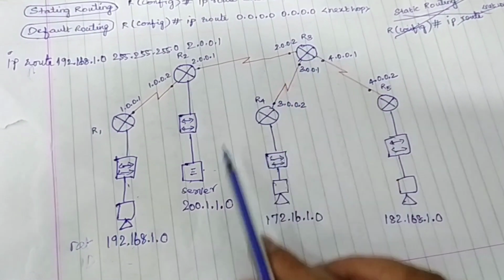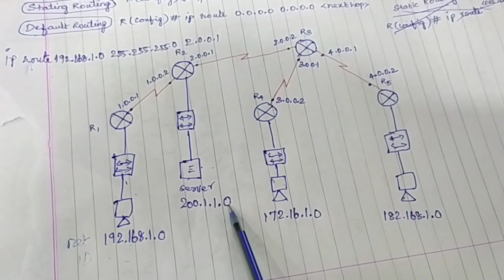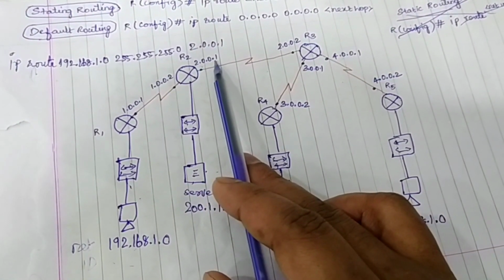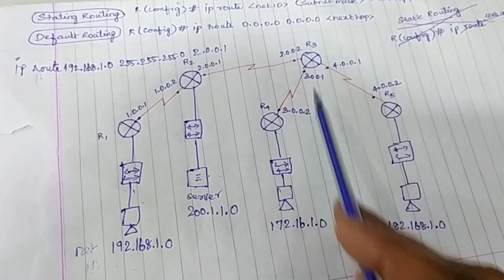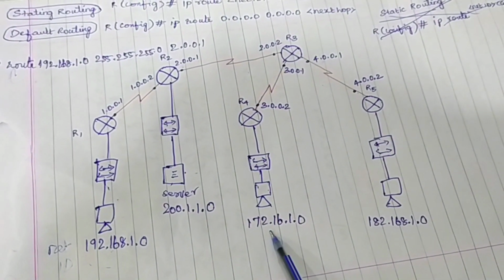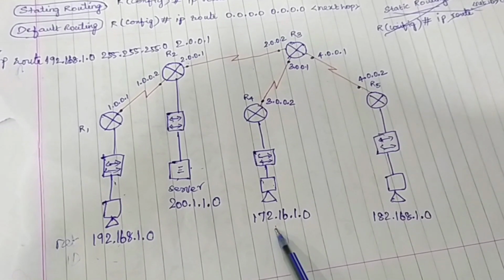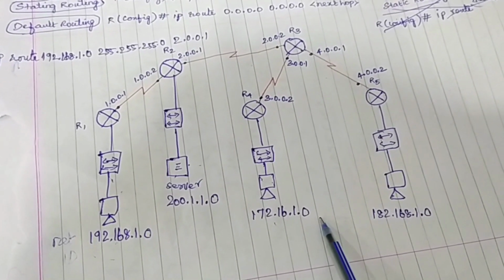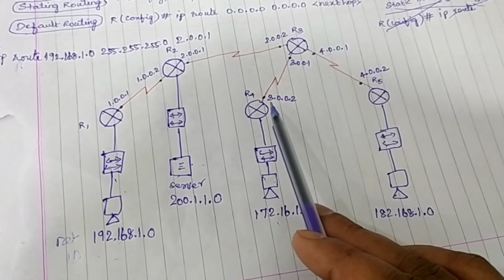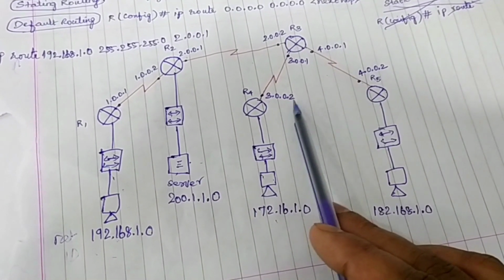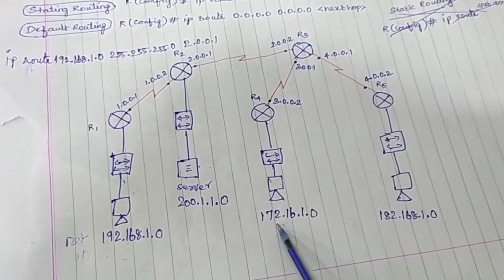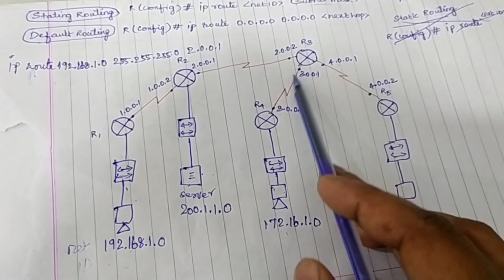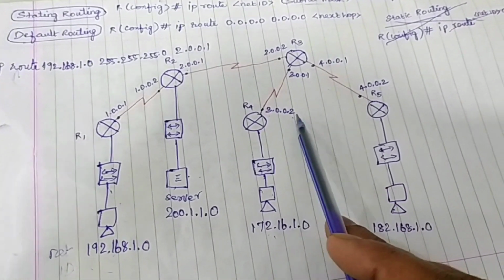Similarly, from R3 to reach 200.1.1.0, to reach this network, the next hop is this only, same. From R3 to reach this network, what is the command? IP space route space 172.16.1.0 space 255.255.255.0. Next hop is 3.0.0.2. From R3 to reach this network, this is the way. This is the route. Next hop is this one.